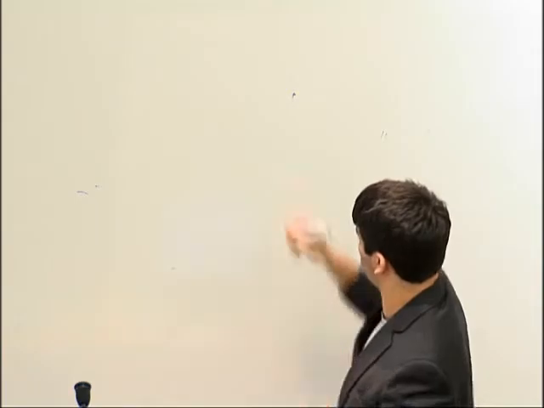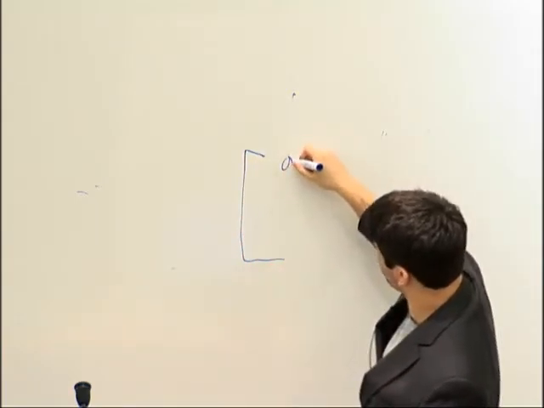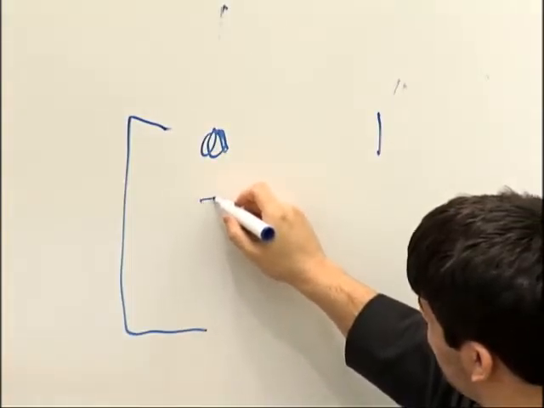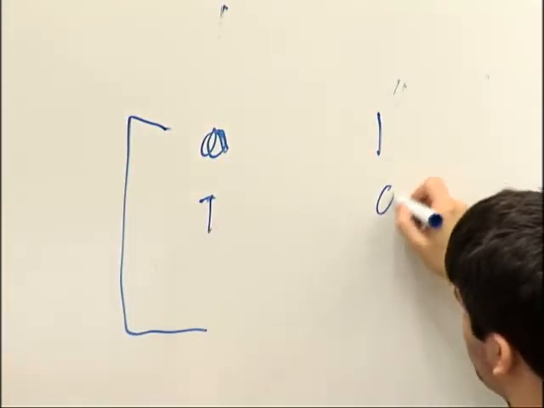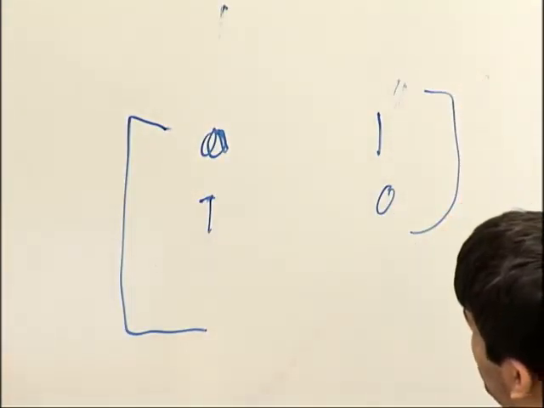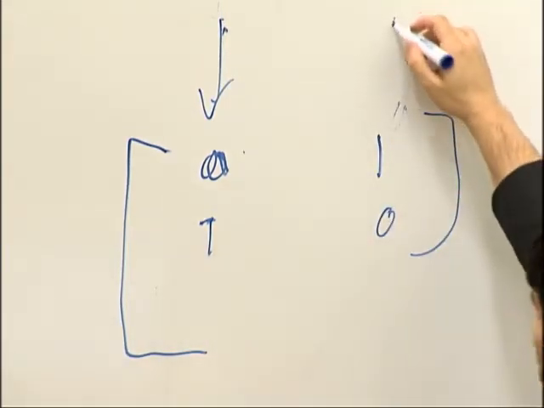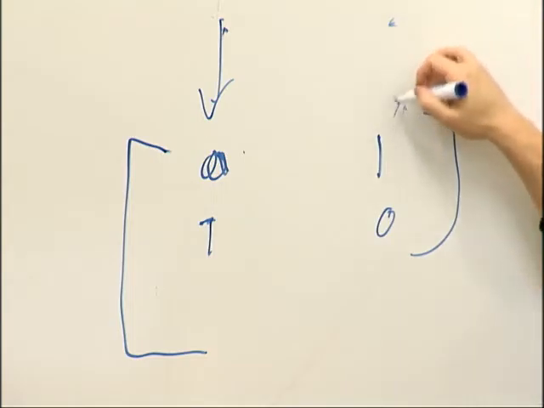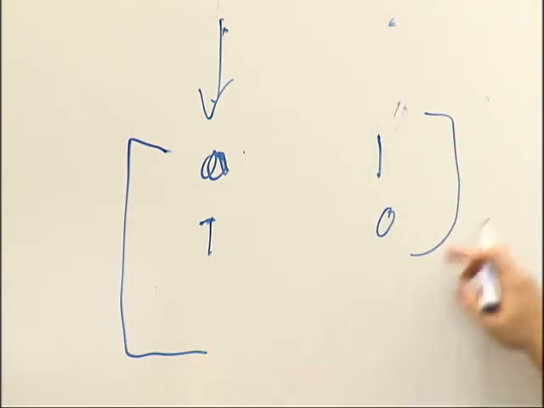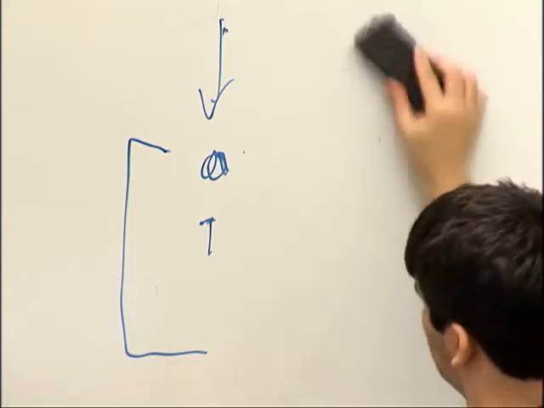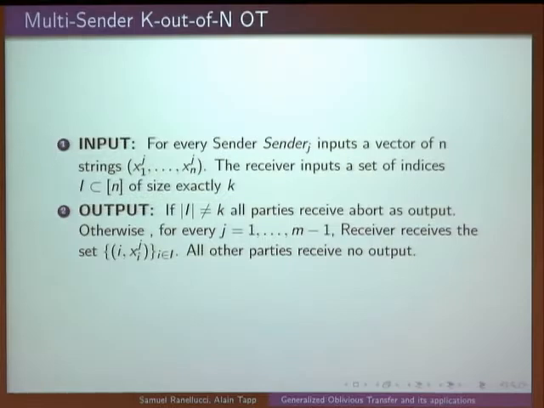So here, for example, if the input from the first sender is 0, 1, and the second one is 1, 0, he can either choose this one, and he'll learn 0, 1, or he can choose this one, and he'll learn 1, 0. But there are many senders, so it's a bit different than generalized oblivious transfer.